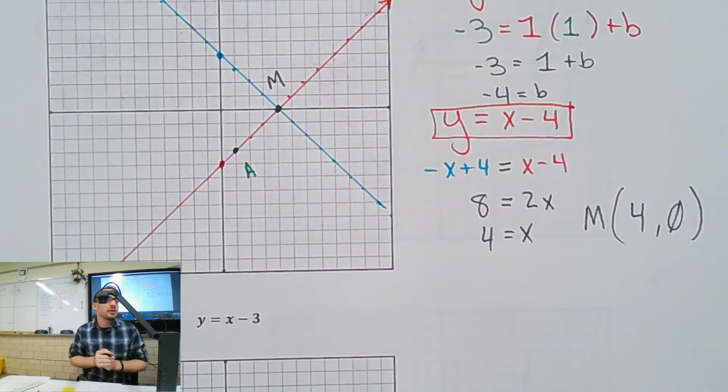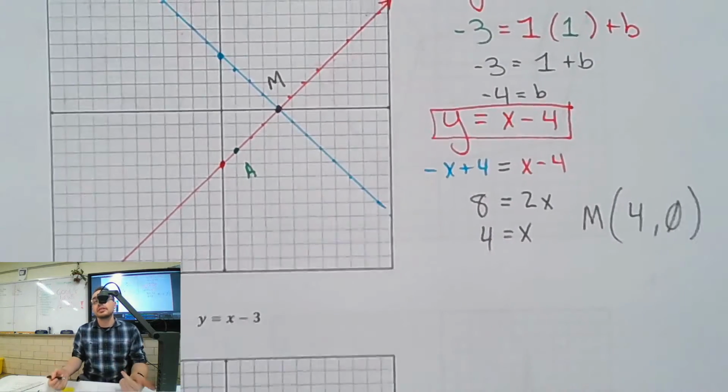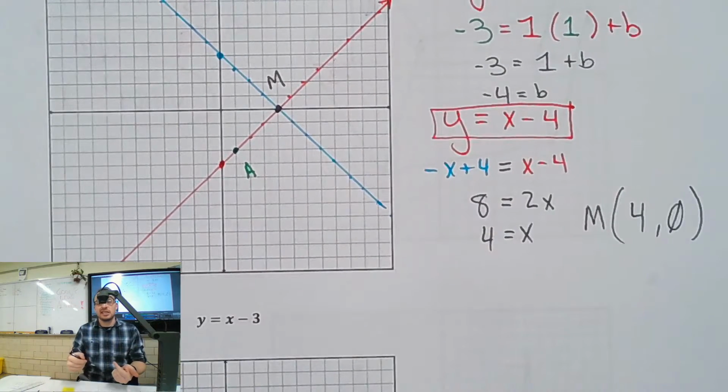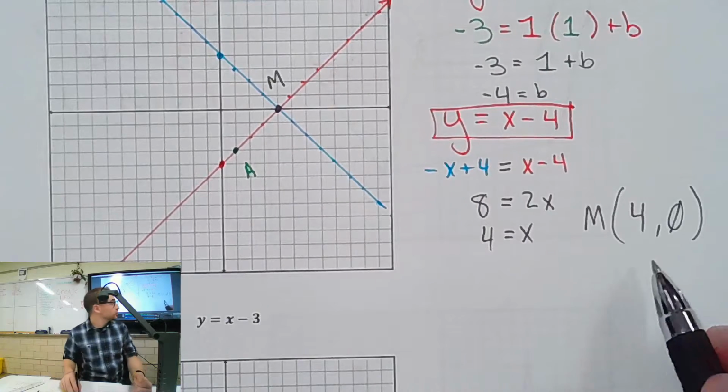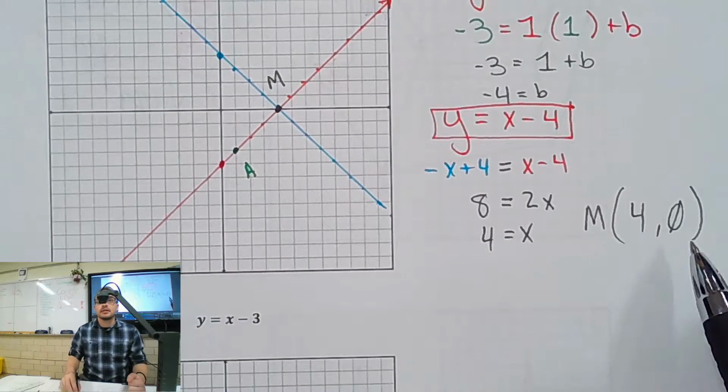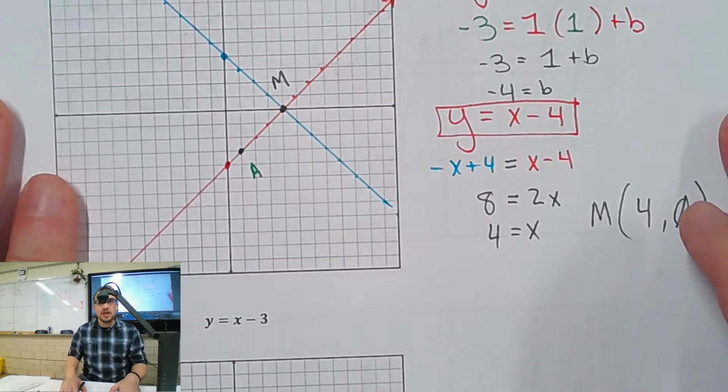But not always will that happen, so let's practice now when the numbers are easy. That way when the numbers get weird, which they will, you'll be okay. 4, 0 is the intersection. So far, here's what we've done, just to recap, okay?